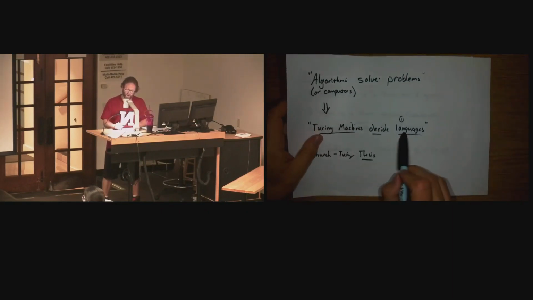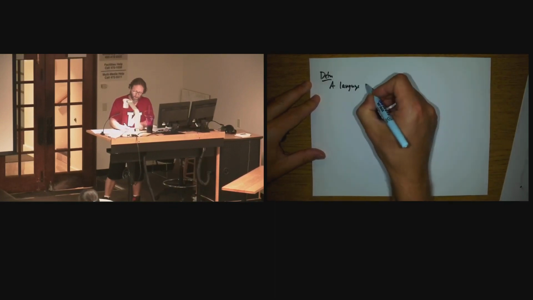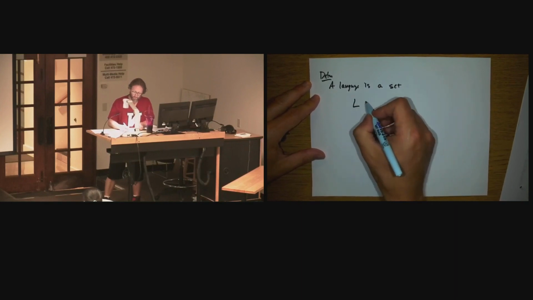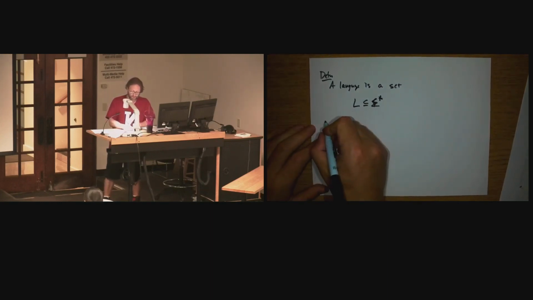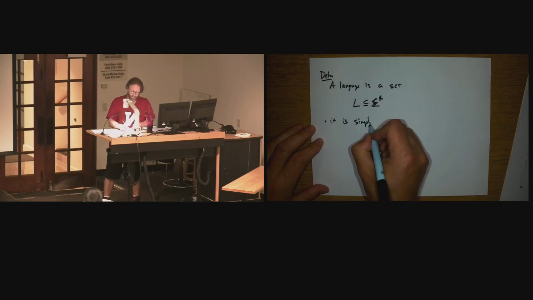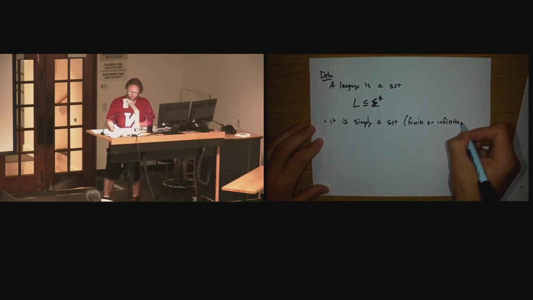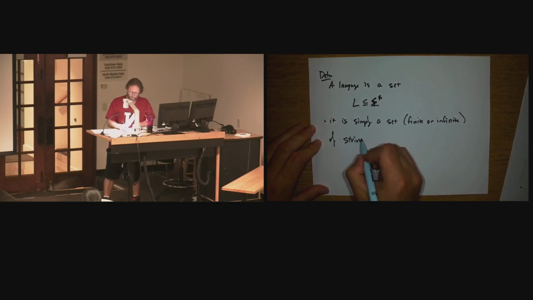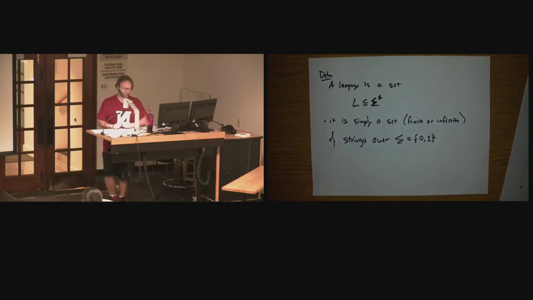So now that we have that foundation, what is a language? Definition. A language is a set L, which is some subset of sigma star, right? In other words, it is simply a set. It could be finite or infinite, of strings over sigma. And of course, again, we're going to restrict our attention here to 0 and 1. That's it. There's nothing special there. It's some subset of all of these strings.